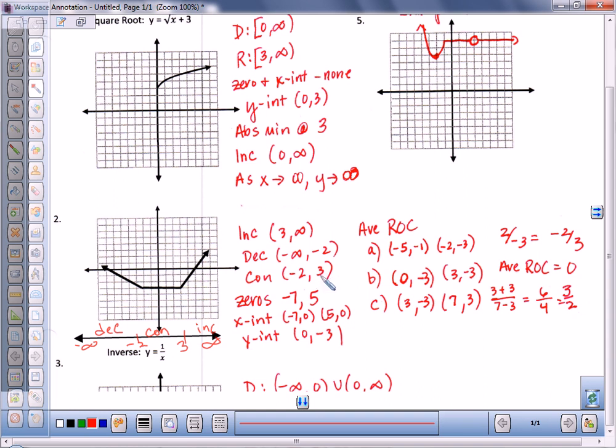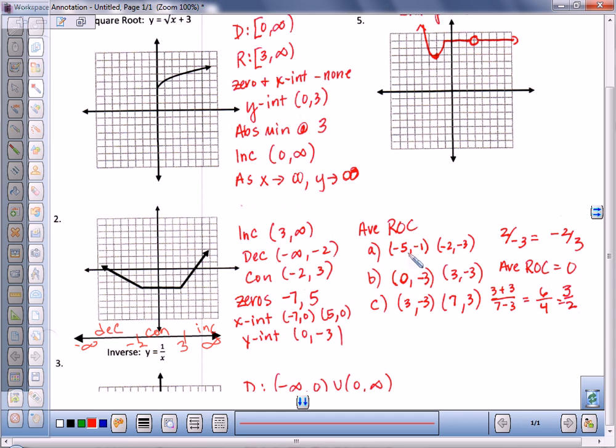Okay, the next thing it asks us for is the zeros of the function. This function has a value of 0 when x is -7 and when x is +5. The function has a value of 0. So my zeros are -7 and 5. My x-intercepts are at the same spots, aren't they? -7, 0, and 5, 0. My y-intercept is the point 0, -3.